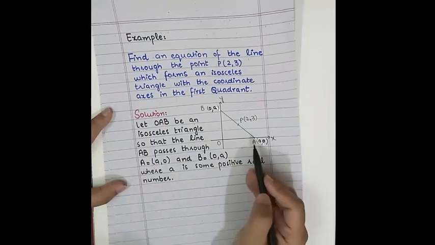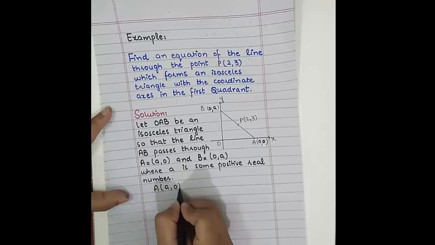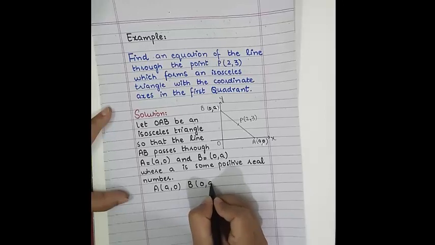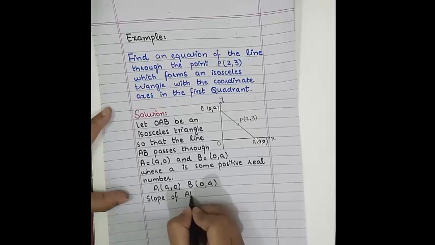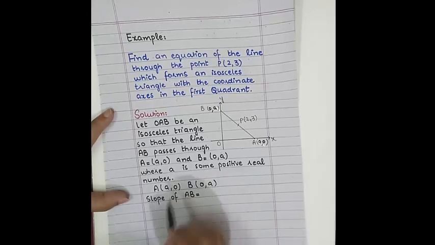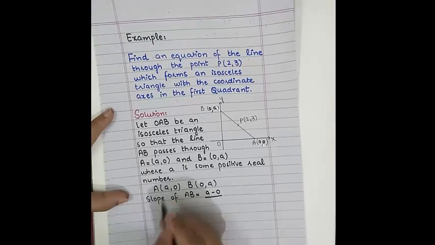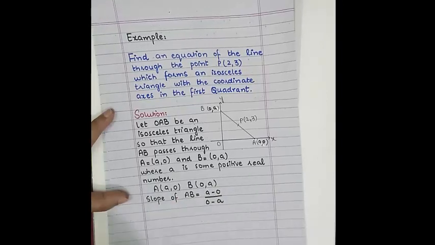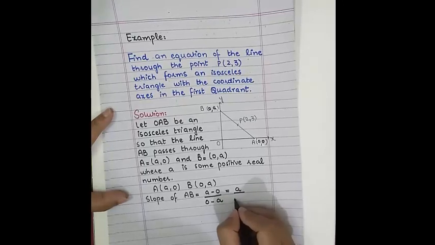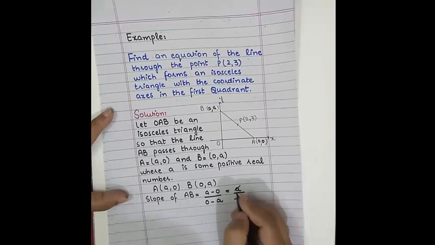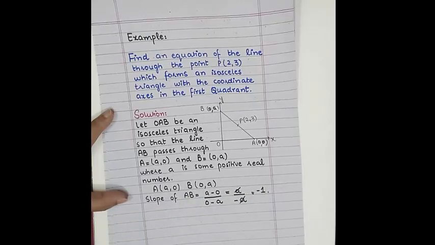So now the slope of AB is equal to, with the points A and B, y2 minus y1, that is a minus 0, divided by x2 minus x1, that is 0 minus a. So a minus 0 is equal to a and 0 minus a is equal to minus a. Cancelling out, we get minus 1. So the slope of AB is equal to minus 1.